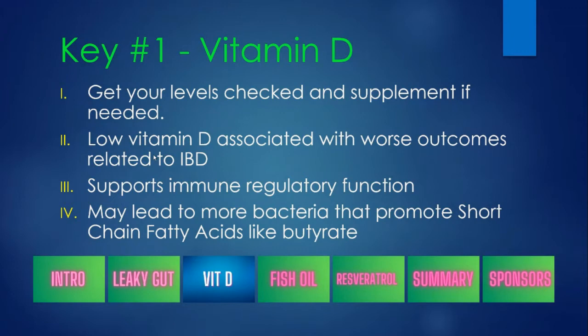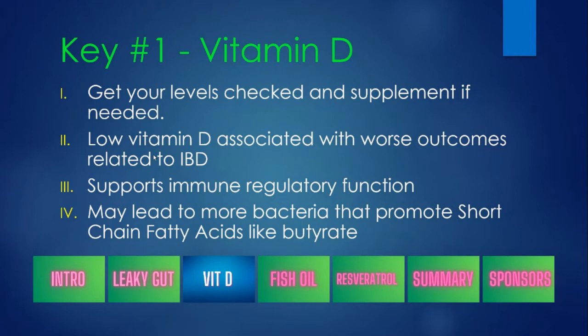When we're talking about environmentally induced autoimmunity, we're talking about contributing components, and one of the contributing components to environmentally induced autoimmunity was what? I used the example of low vitamin D and how vitamin D was critical for immune system regulatory function. So low vitamin D is associated with worse outcomes related to inflammatory bowel disease. Vitamin D supports immune regulatory function, which is what I've been saying.